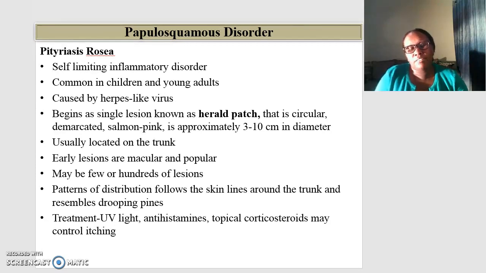Pityriasis rosea is a self-limiting inflammatory disorder, common in children and young adults, caused by herpes-like viruses. It begins as a single lesion known as the herald patch that is circular, demarcated, salmon pink, and approximately 3 to 10 centimeters in diameter. Usually located in the trunk, early lesions are macular and papular. There may be a few to hundreds of lesions. The pattern of distribution follows the skin lines around the trunk and resembles a drooping pine, like a Christmas tree.